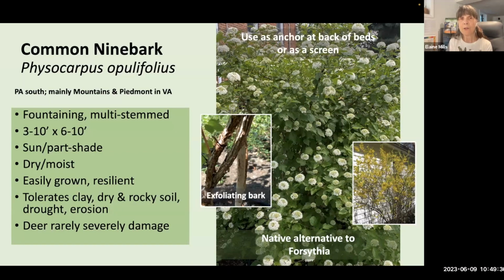Because it can range as high as 10 feet wide and 10 feet tall, I personally use this as an anchor plant at the back of one of my large pollinator beds that's filled for the most part with herbaceous plants. And it also can serve as a screen. You can just barely see the house next door.